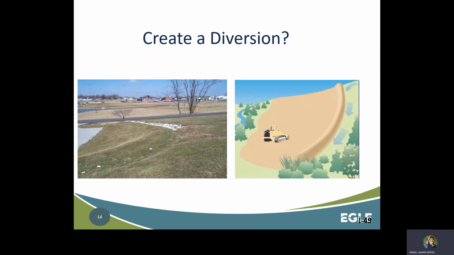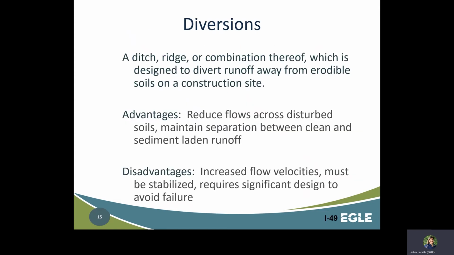When a diversion is created, flows are concentrated, which can cause additional problems if not managed properly. It's important to design the diversion with adequate capacity to handle high flows during storm events. When we create a diversion, we need to determine the best location to place the diverted stormwater.